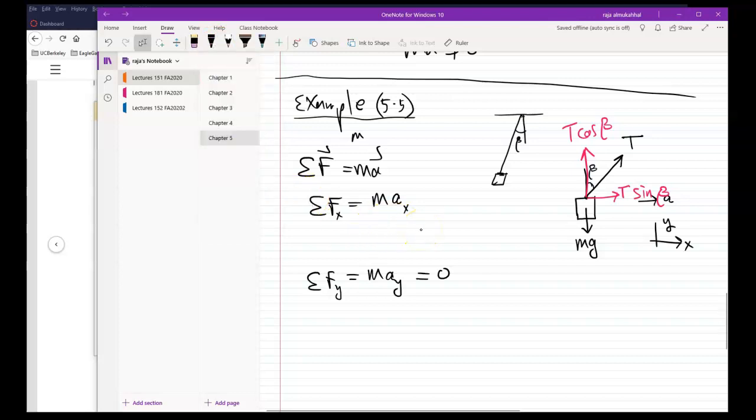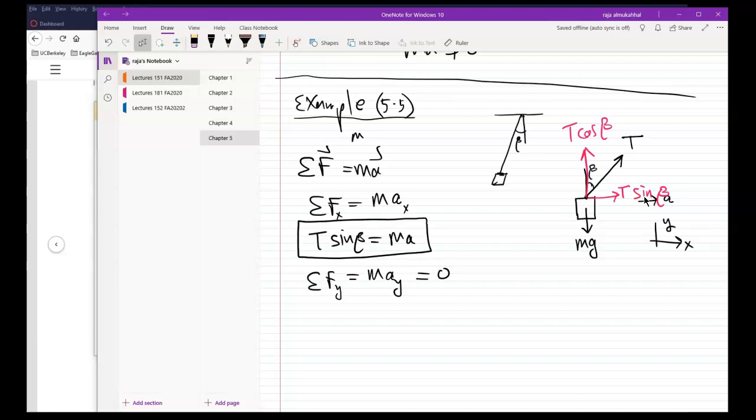So, if I go back to sigma Fx equals max, basically the acceleration a, the one that he's given me. So what are the forces in the x direction? Well, as a matter of fact, there's only one. This one right there. That's it. There's nothing else there. So that's going to be T sine beta equals ma. There we go. I'm going to box it. I'll come back to it in a minute.